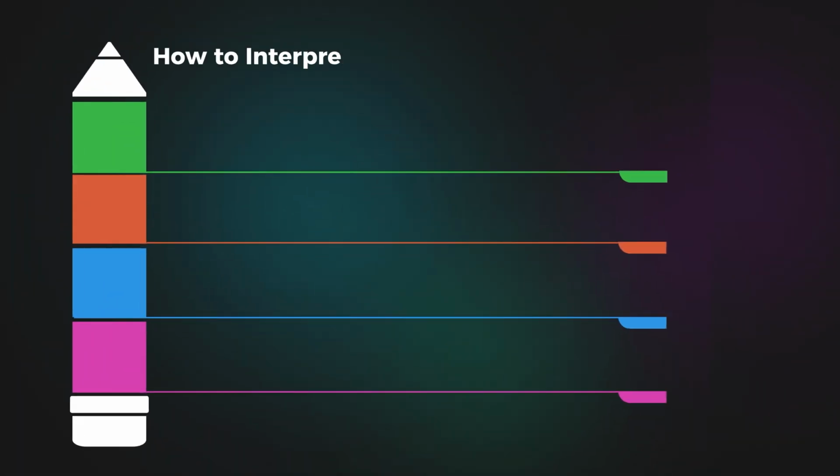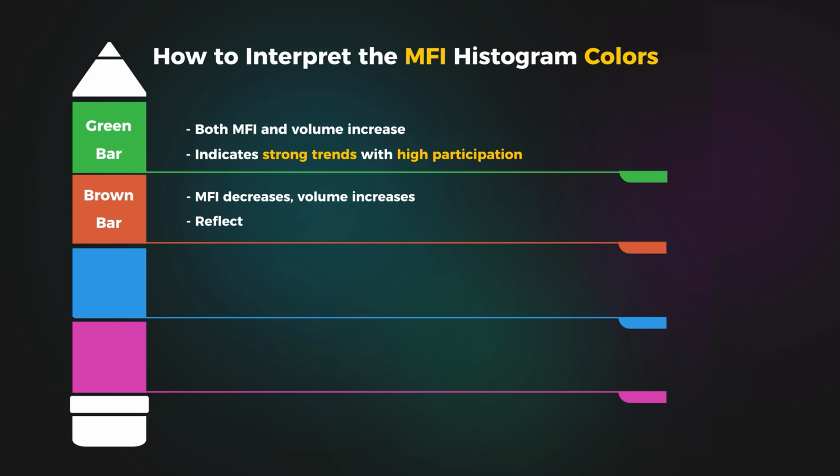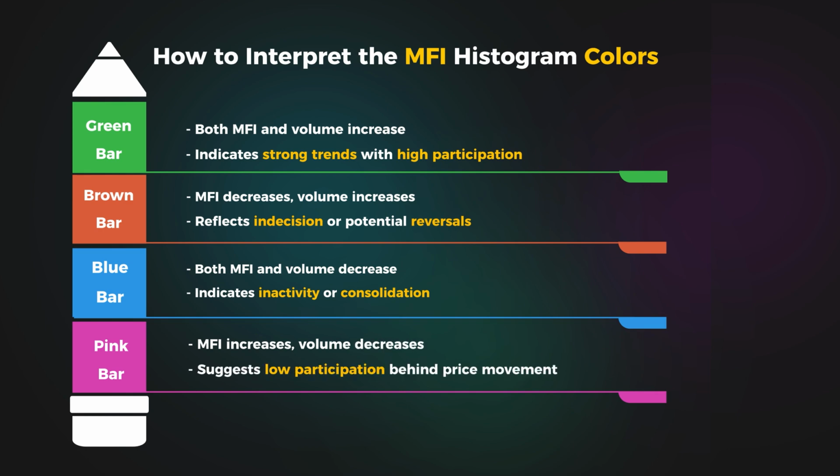Each color offers insight into market conditions. Green suggests strong trends. Brown implies indecision. Blue reflects low activity, and pink warns of price movement without strong participation. Recognizing these colors helps traders anticipate potential market moves.